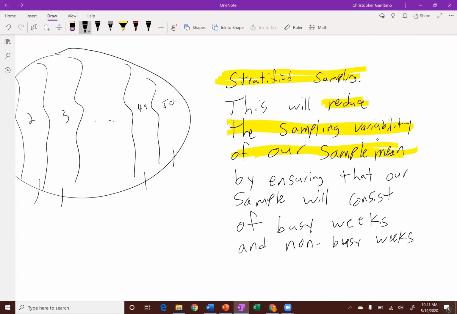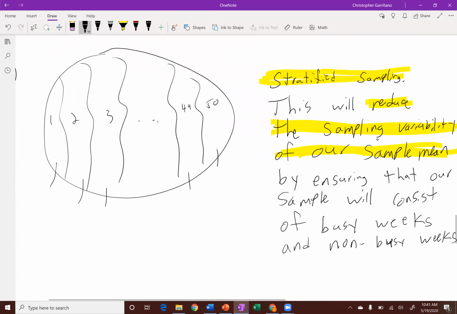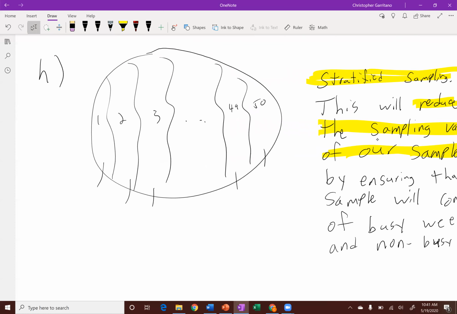So your answer has to include some keywords like stratified sampling, and other keywords like reducing sampling variability of our sample mean. Also, explain why. Why would it do that? Don't just say it reduces the sampling variability. Make sure you're backing up your response with some reason why. All right, so that's part H.